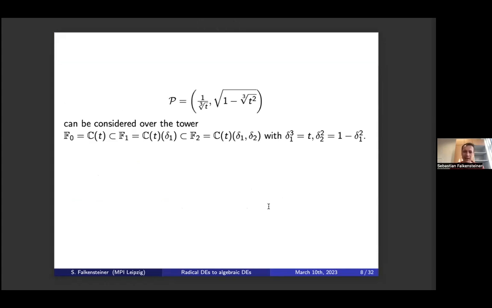Okay, so we take a look, for example, at this radical parametrization, and we take this root here, encoded here with delta 1, and then this root involving the delta 1 for getting delta 2 in the tower, which is written here.